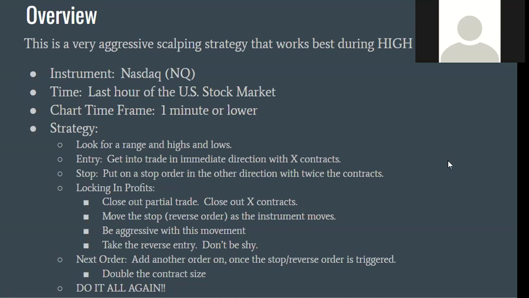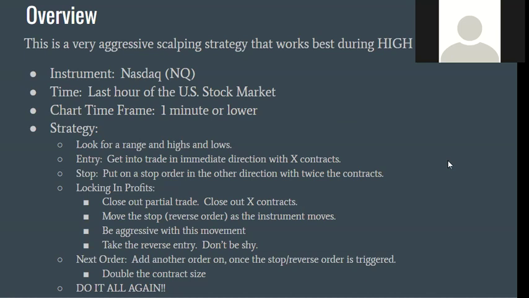So with the strategy, we're looking for a range and highs and lows before 3 p.m. Eastern Standard Time, before that power hour starts. So about 2:30, start looking for highs and lows, see if it's in a range or if it's broken out of a range. The entry on this, we want to get into a trade in the immediate direction it's moving with X amount of contracts.